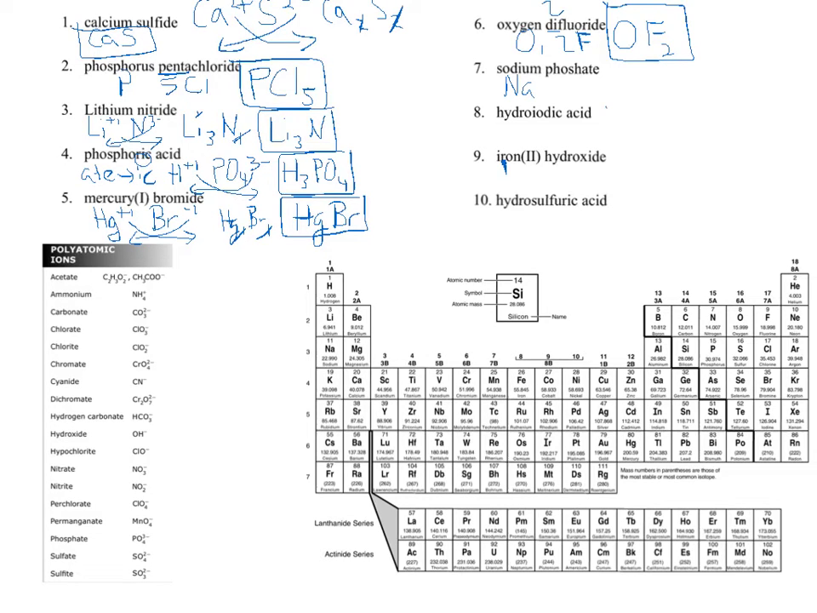Sodium is in group 1, so it has a +1 charge, and then phosphate, when we look on our polyatomic list, is PO4 3 negative. So we crisscross our charges, and we get Na3PO4, and we don't have to write the 1 because we only have one of them. So that is the correct way for writing sodium phosphate.